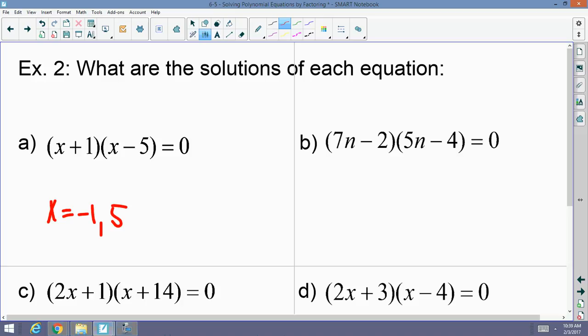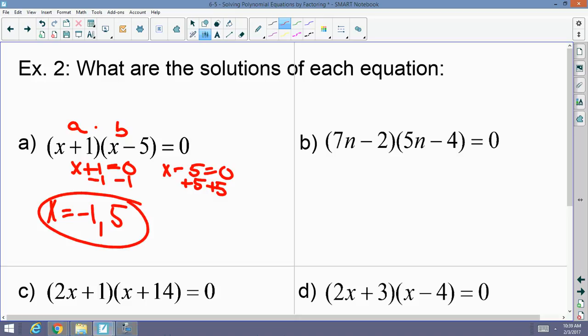For anyone that's still wondering what he did: I had a product. This is my A and this is my B. Whenever I have the product being set equal to 0, I'm going to set each individual factor equal to 0. So therefore, x equals -1, and x also equals 5. Yes, sir, my brother. Why is the one negative? Right here, my man. Check it out.